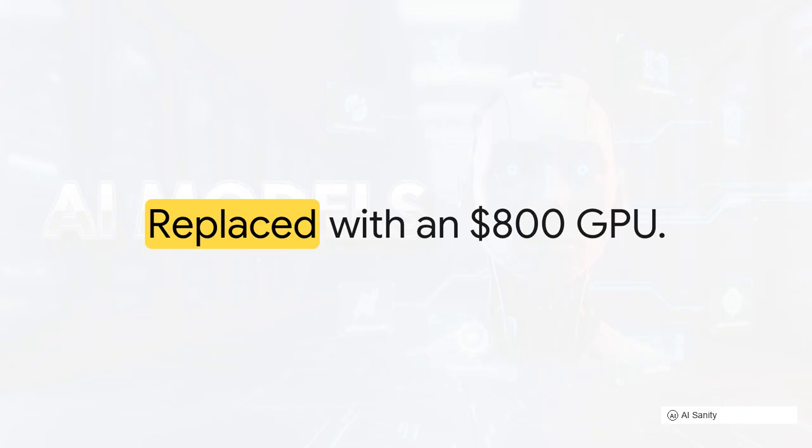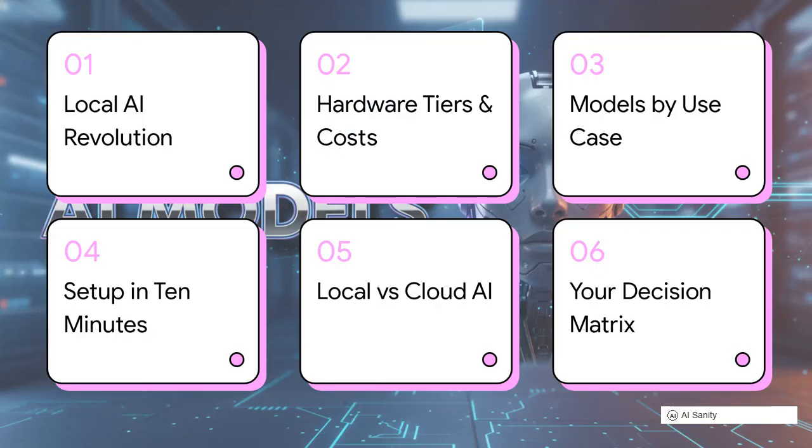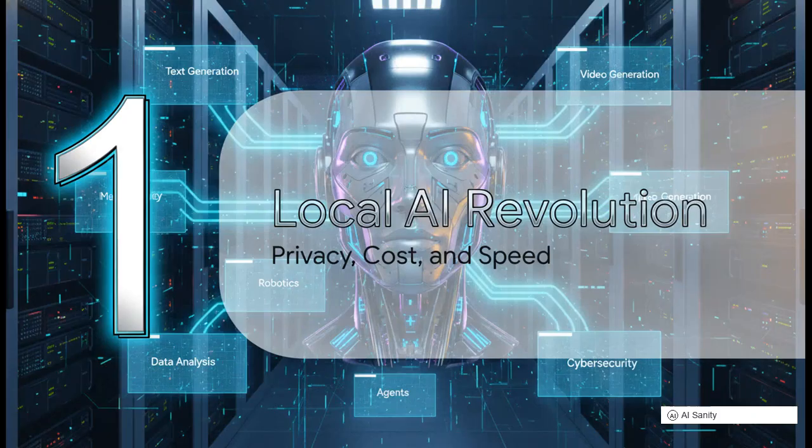So here's exactly how we'll guide you from theory to deployment today. We're going to hit the local AI revolution, hardware tiers and costs, the best models by use case, how to set up in 10 minutes, local versus cloud AI economics, and finally, your personalized decision matrix. Let's get into it. Okay, let's dive into section 1, the local AI revolution, covering privacy, cost, and speed.